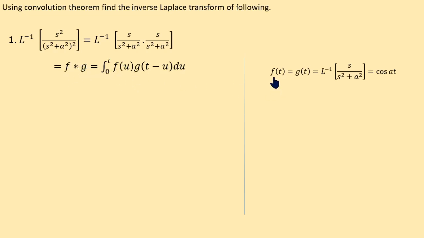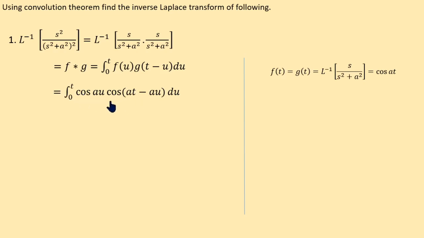Now f of t is cos a t, so f of u is cos a u, t is replaced by u. And g of t is also cos a t, therefore g of t minus u is cos a into t minus u, that means a t minus a u. So substitute that, and hence it is integral 0 to t cos a u into cos of a t minus a u du. Now how to integrate this?